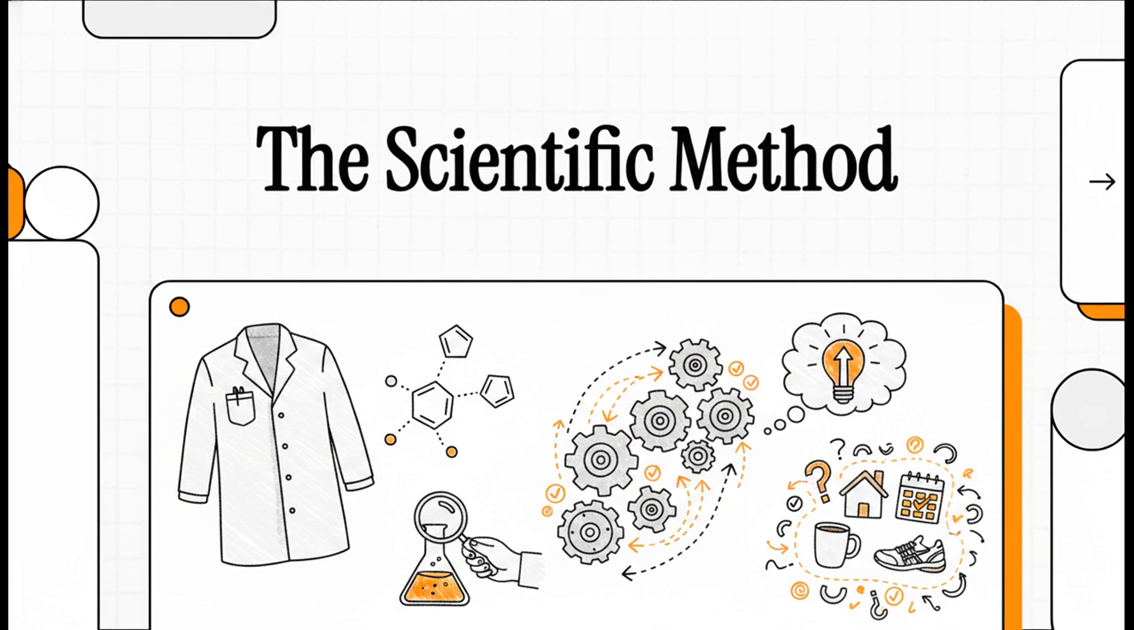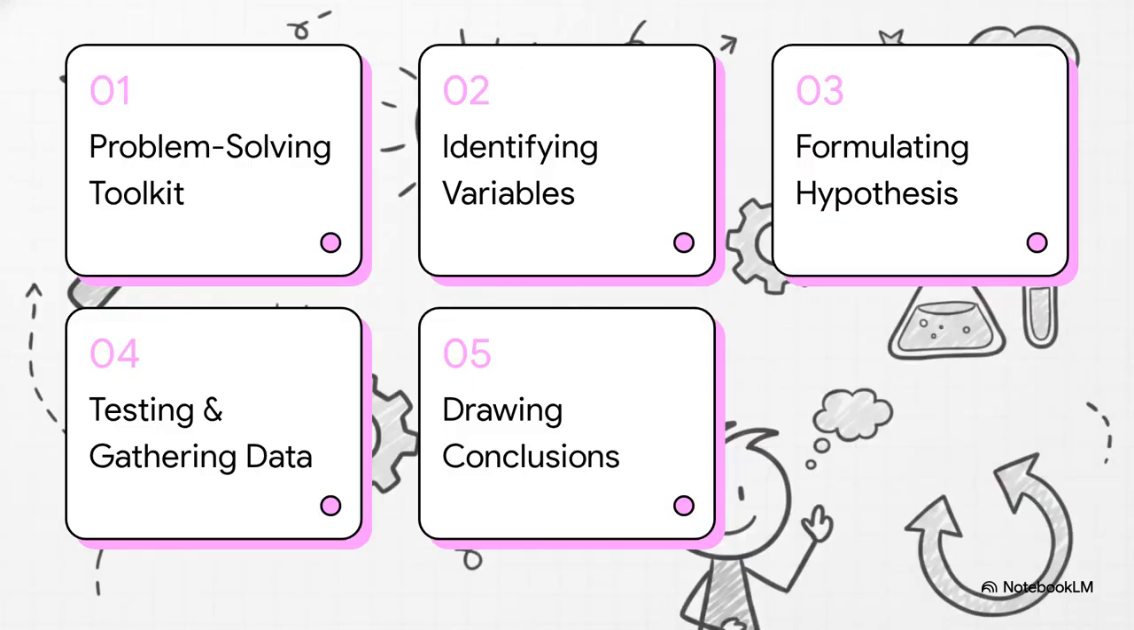The scientific method isn't just some intimidating academic requirement. It's actually a powerful, everyday mental model for problem solving. Honestly, it's a toolkit you are very likely already using without even realizing it. And once you see the underlying structure of how we optimally solve problems, it genuinely shifts how you approach the world. Okay, let's dive into this.